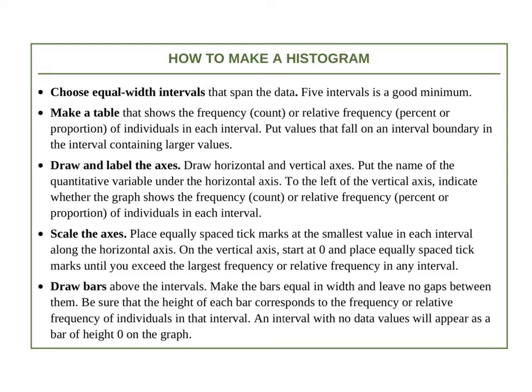You're going to want to next scale the axes, so place equally spaced tick marks at the smallest value in each interval along the horizontal axis. And then on the vertical axis, you start at 0. You know this, we always start at 0. And you place equally spaced tick marks until you get the largest frequency at the top. And then you draw bars. You make the bars equal in width and leave no gaps between them.